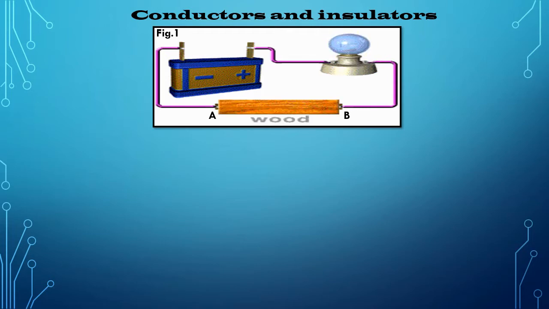Now, connect a glass rod between point A and point B and observe. You will see that now the bulb is not glowing. So, we can conclude that current cannot flow through glass.